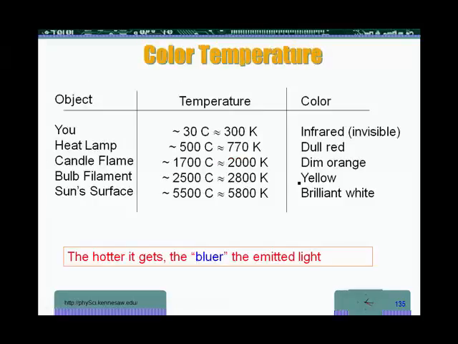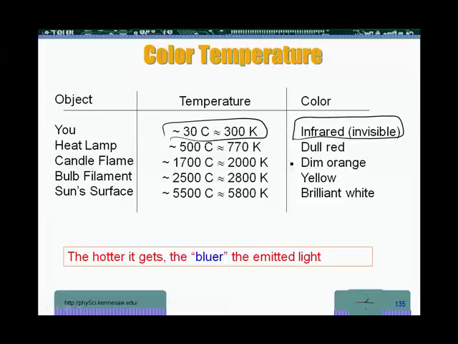What do I mean? For example, us. Our temperature is about 30 degrees centigrade, 300 degrees Kelvin. We emit light in the infrared. So what our moms thought, that we glow, is actually correct. We emit light, except it is in the infrared.